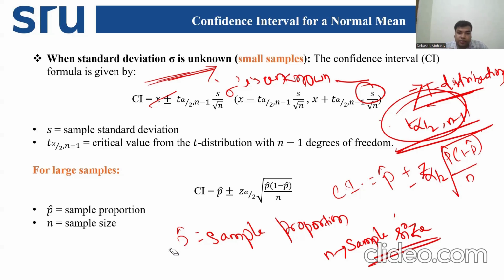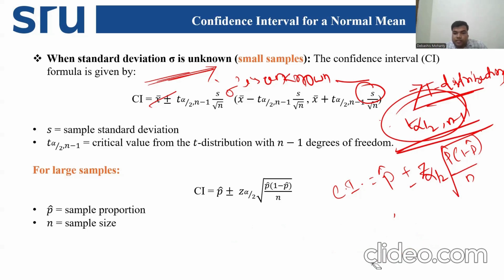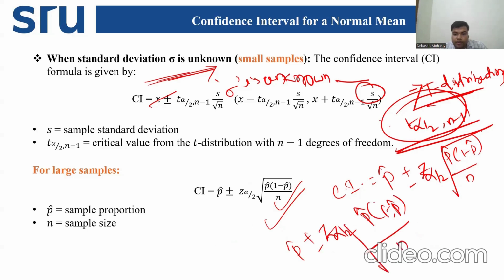For the large sample, to find the confidence interval, this is the formula: CI equals P cap plus or minus Z alpha by 2 into square root of P cap into 1 minus P cap divided by n. That is the last type, which means the sample proportion we have to calculate according to the sample size. If the sample size is large, then we can apply this formula. So based on these three formulas, we have to solve the problem.